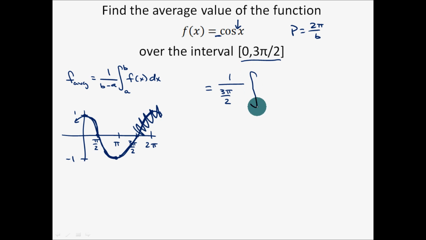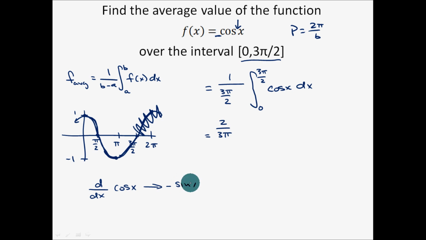And we want to take the integral from 0 to 3 pi over 2 of f of x, cosine x dx. Okay, remember 1 over something is just the reciprocal, so 1 over 3 pi over 2 is 2 over 3 pi. And we got to take the antiderivative of cosine x. So let's remember, when we take the derivative of cosine x, we get negative sine x. And when we take the derivative of sine x, we get cosine x, right? Okay, so hopefully then it's easy to see. Now we're going to work backwards.